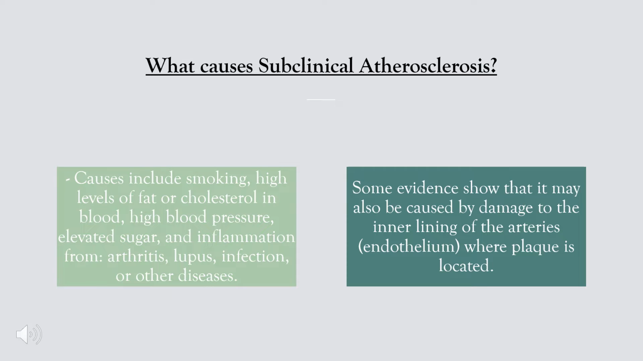What causes subclinical atherosclerosis? Causes include smoking, high levels of fat or cholesterol in the blood, high blood pressure, elevated sugar, and inflammation from either arthritis, lupus, infection, or other diseases. Some evidence also shows that it may be caused by damage to the inner lining of the arteries where the plaque is located.